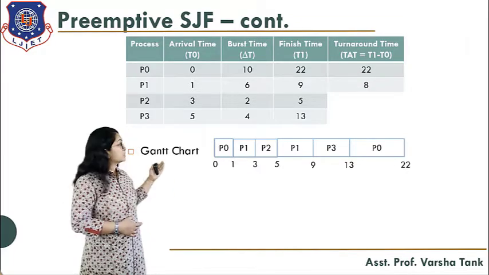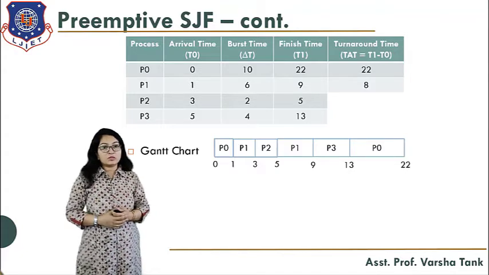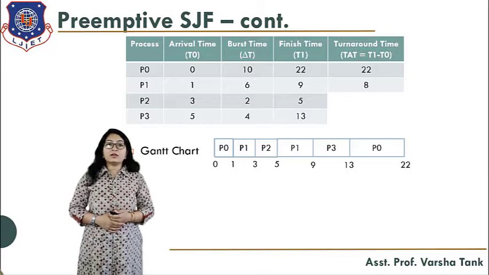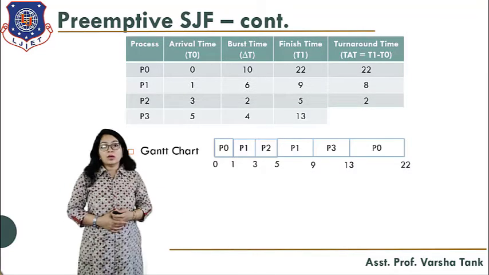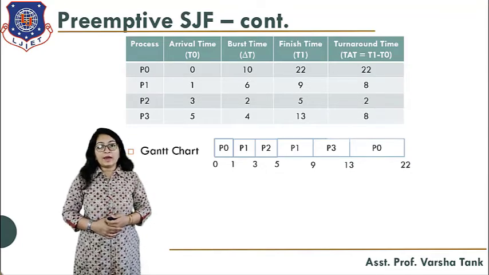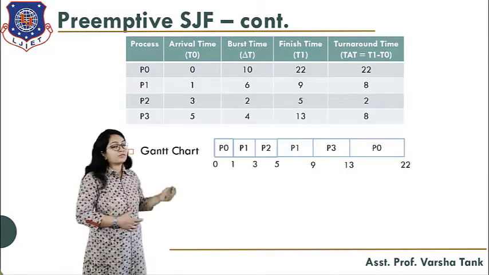Then for the process P1, its finish time is 9 and its arrival time is 1. So subtract the arrival time from the finish time, and you will get the turnaround time. Same way for the process P2, you will get 2 because its arrival time is 3. So 5 minus 3 is 2. And for the process P3, it is 8 because 13 minus 5 is 8.